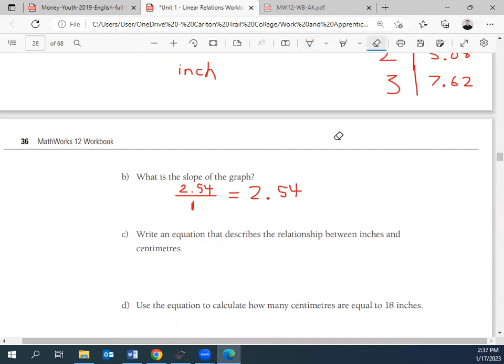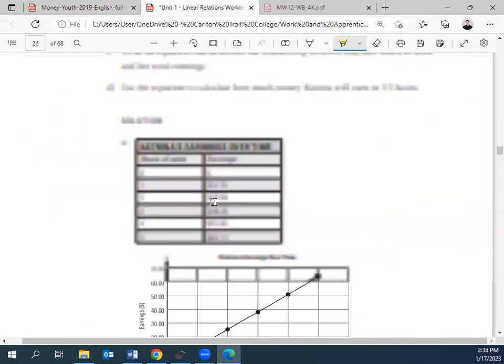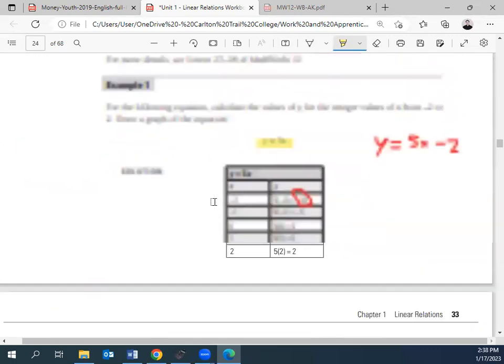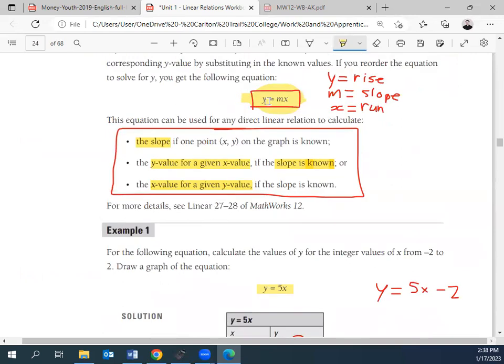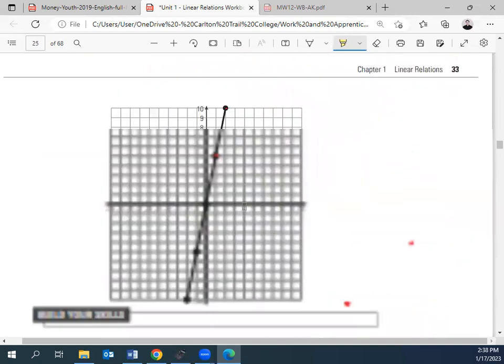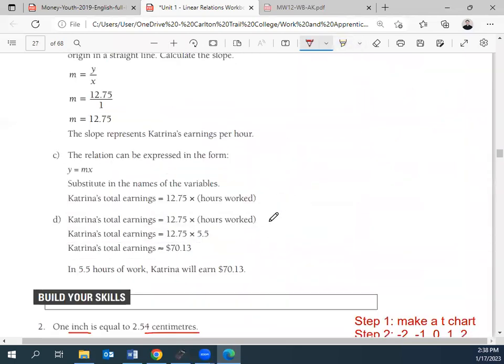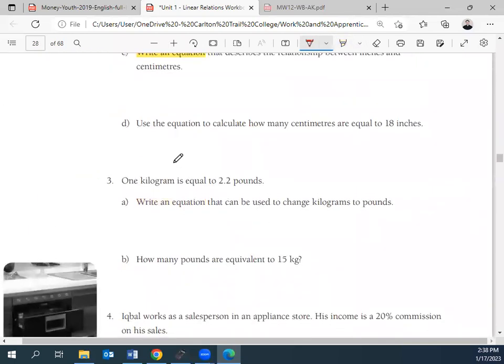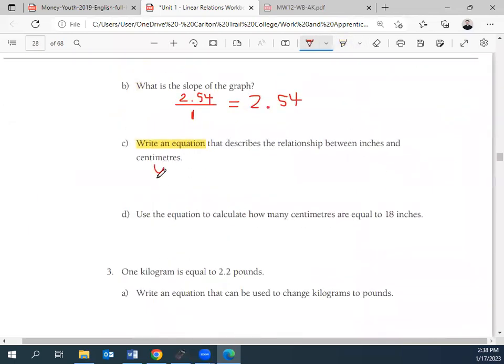So the third question it's asking you here is, it now wants you to write an equation. So it's writing an equation about this graph. The second you know you need to do an equation and a graph, you know you need to go to this thing here, y equals mx. So I'm going to really quickly write that in. So y equals mx.